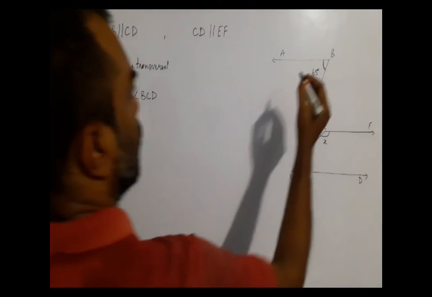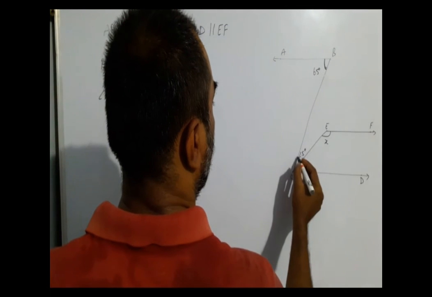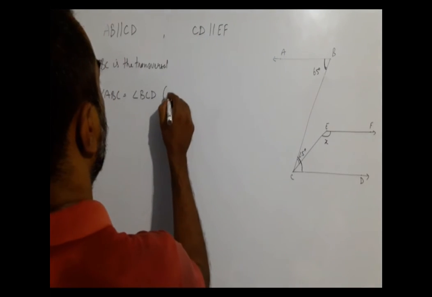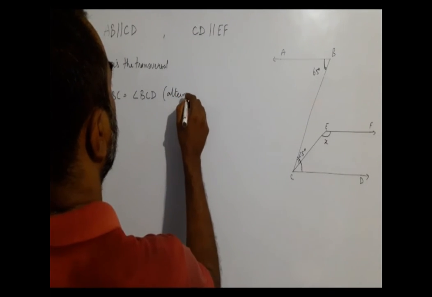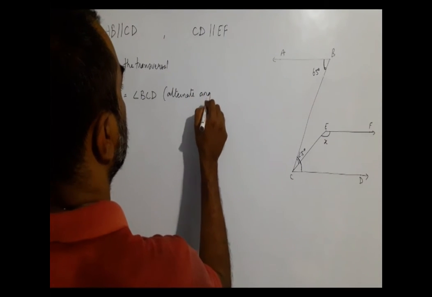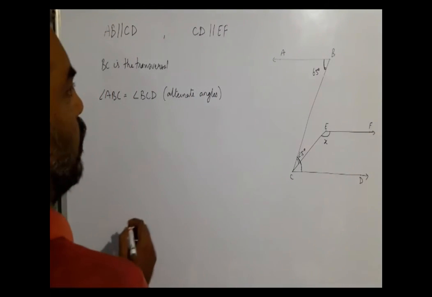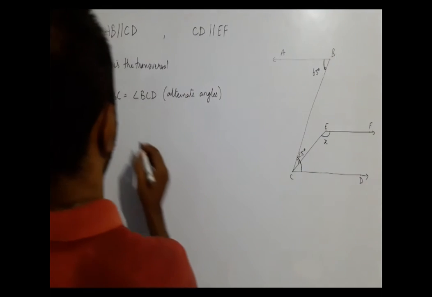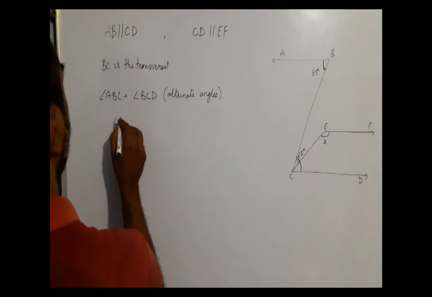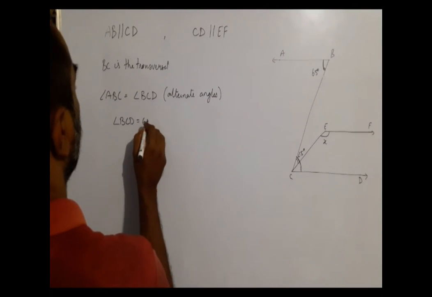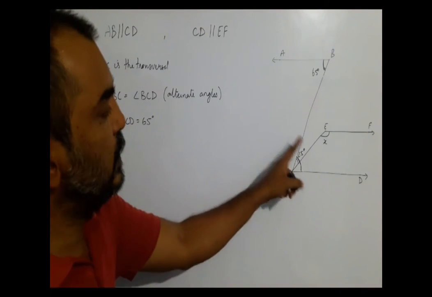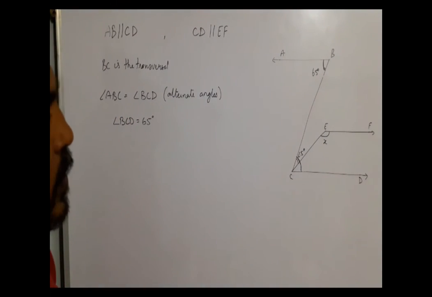Can you tell me why? Why is this angle equal to this angle? Because they are alternate angles. Right? So they are equal. But ABC is 65. So angle BCD is equal to 65 degrees. So BCD is 65. Okay, clear till here?